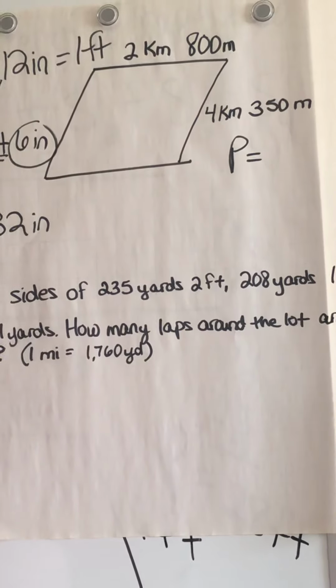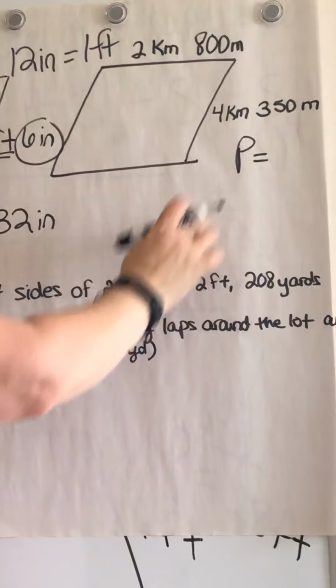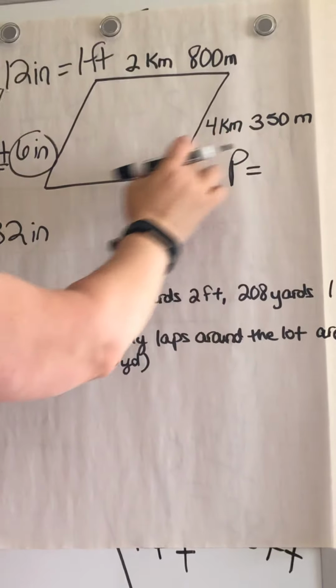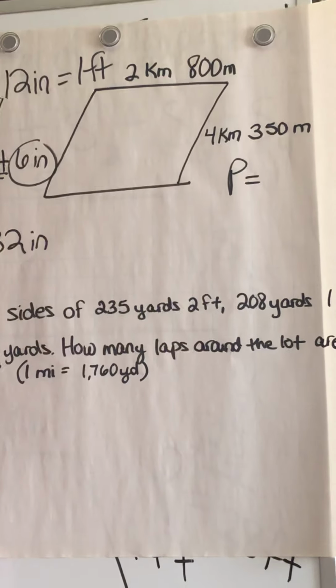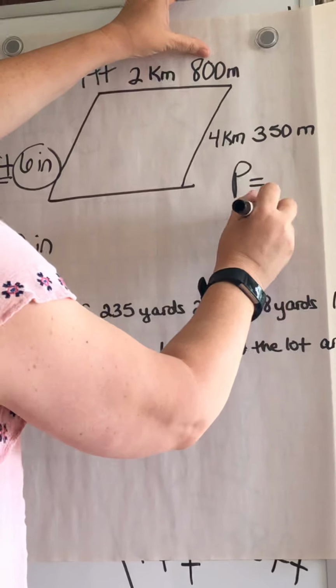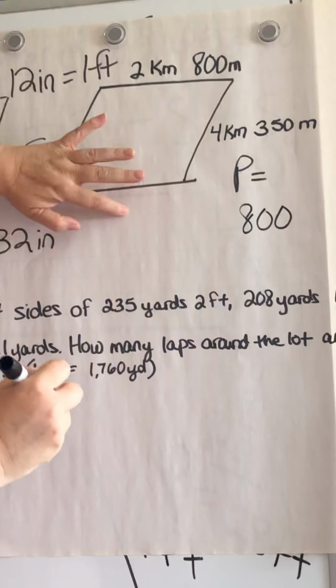So if it's 2 kilometers and 800 meters on this side, then it would be the same on this side. This side is going to be 4 kilometers and 350 meters, and of course it's going to be the same on this side. So let's go ahead and add up our meters. We have 800 plus another 800 down here of meters.